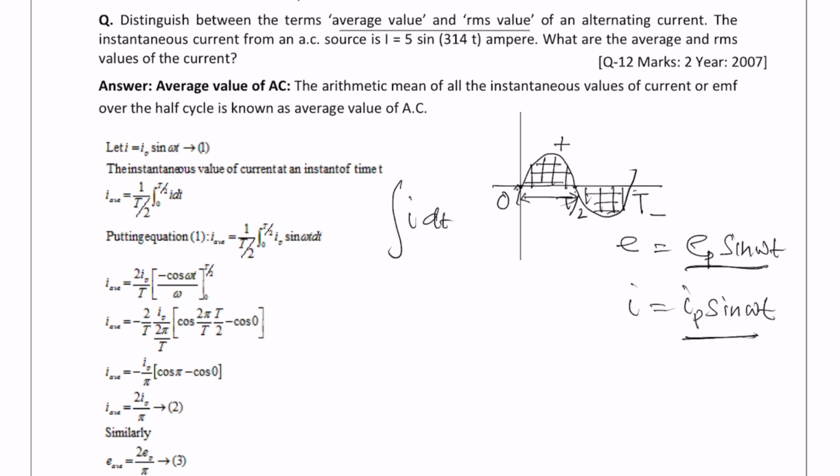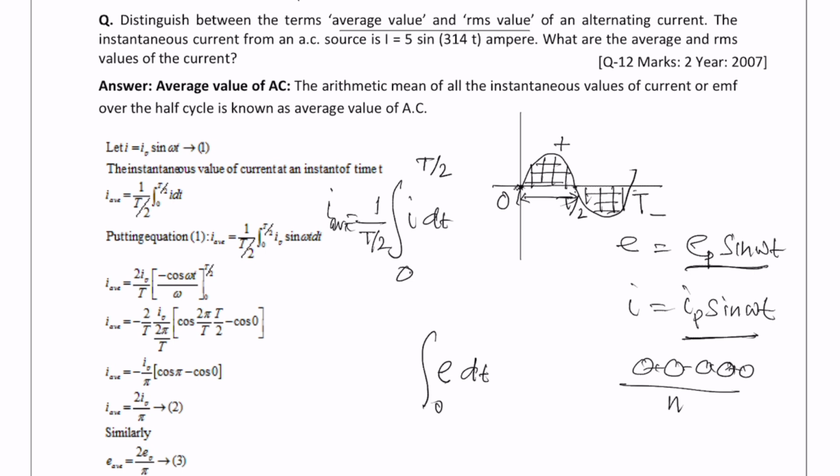Okay, so now what will be the initial time and what is the final time? 0 to T by 2. Okay, like in average or mean, you add all the observations and then divide by the number of observations. Here you have added from 0 to T by 2, so you have to divide also by T by 2. This particular value is called the average current, correct? This is I average. In this question you have to find the average current. Had it been the average EMF, same thing, integration of E dt over 0 to T by 2.